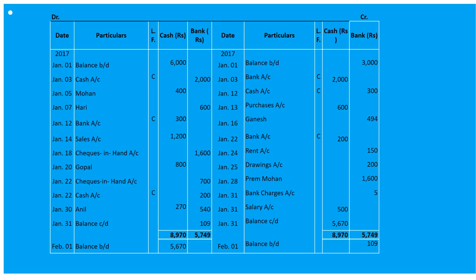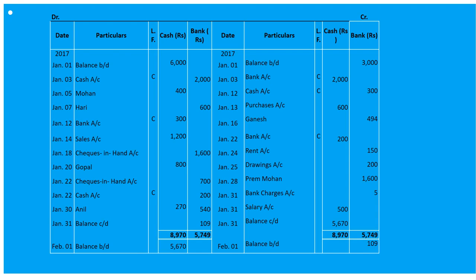Now on January 12, withdrew from bank for office use. So it will be by cash account, to bank account, because it is a contra entry, 300, 300. So on the date of 14 Jan, sold goods for cash 1,200, to sales account 1,200.